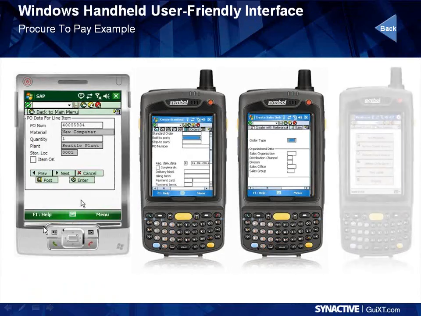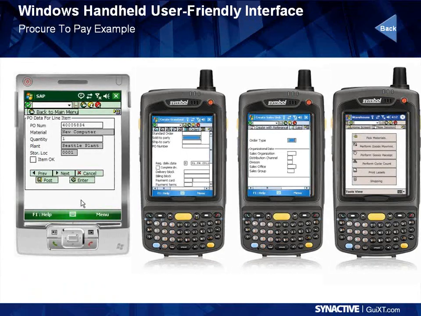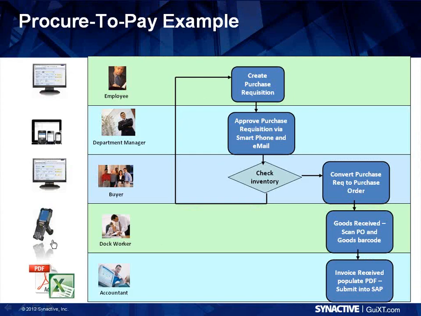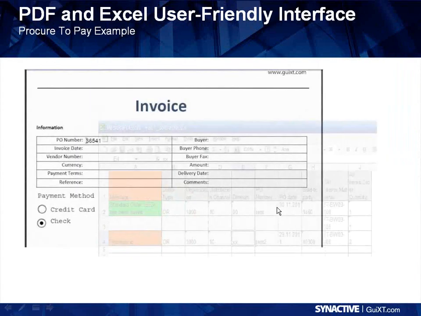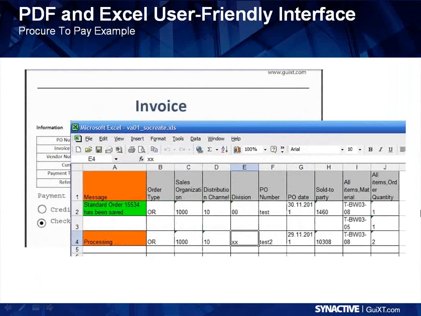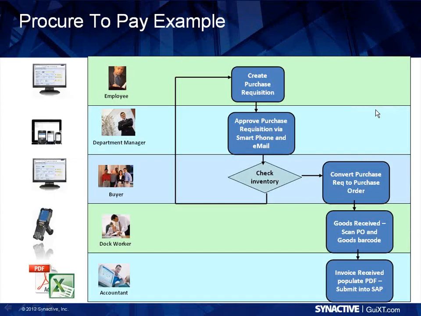The fourth step in the process is when the item comes into the dock. Now the dock worker can use a scan gun or RFID scanner to get all the required information, confirm the goods were received, and then all the information goes back into SAP. And the last step in the process is that a PDF document or Excel spreadsheet can be used as a front end by accounting in order to upload the information into SAP. Okay, so that's the overall example.